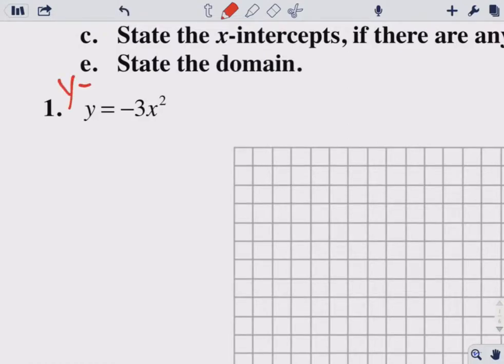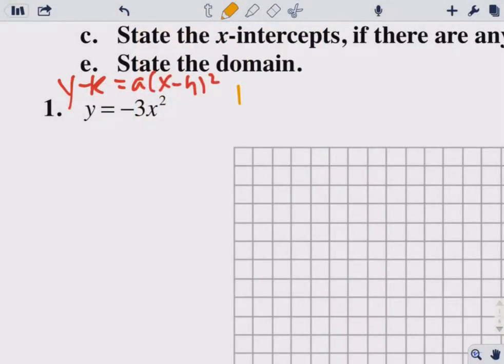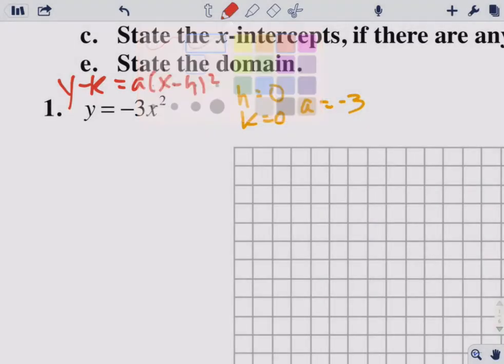This is in the form... it can actually work in either way, but let's just think of it like this: y minus k is equal to a times x minus h squared. Okay, so that means h is equal to 0, k is equal to 0, and a is equal to negative 3. Okay, so let's just go through it.